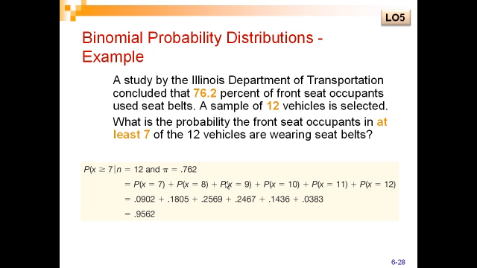So, you will get 0.9562. The probability of selecting 12 cars and finding that the occupants of 7 or more vehicles were wearing seat belts is 0.9562. This information is shown in the calculation.